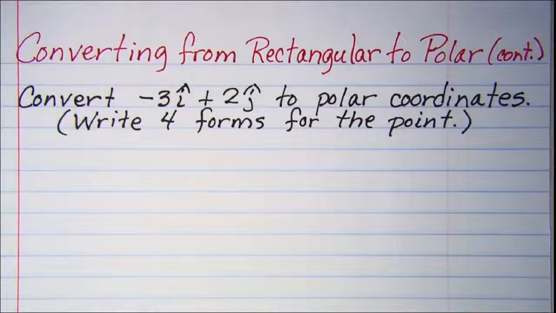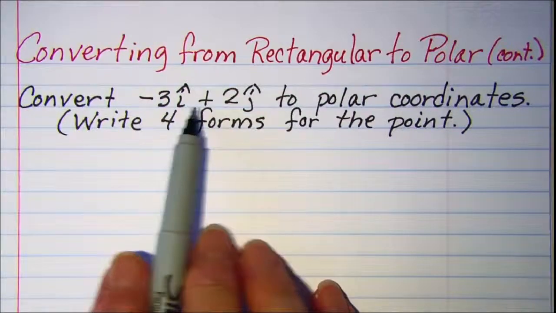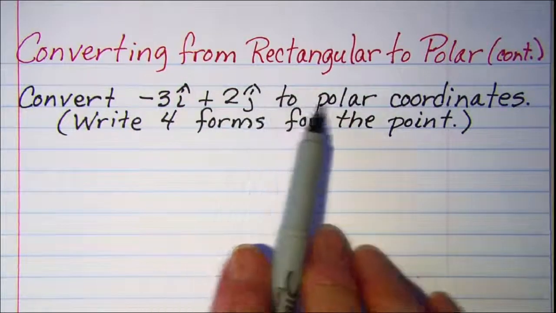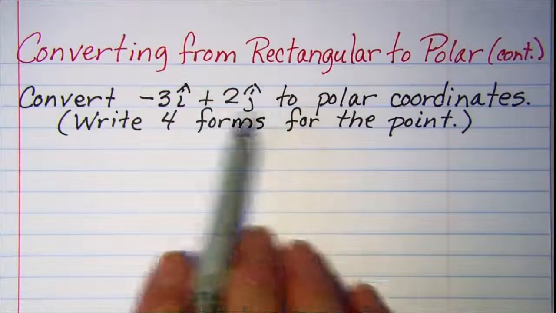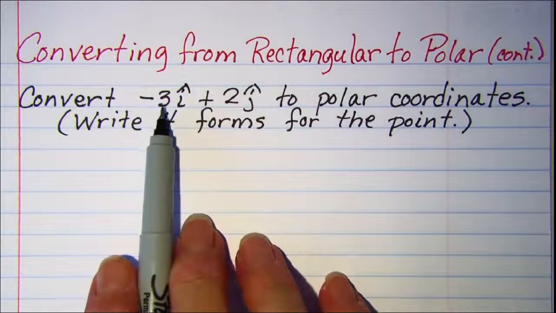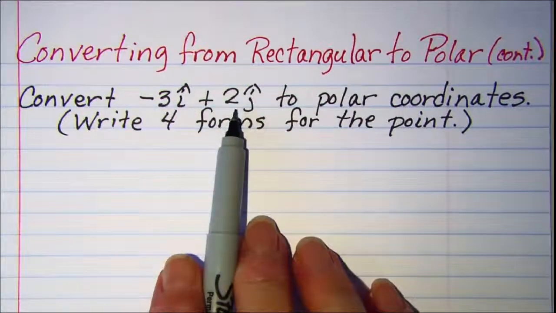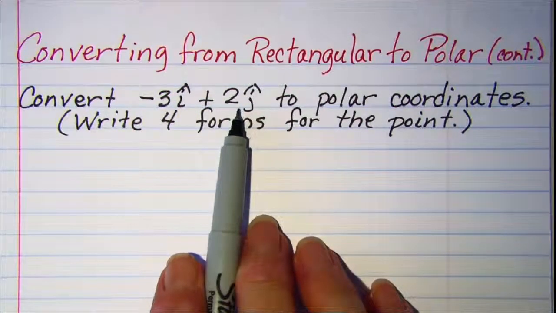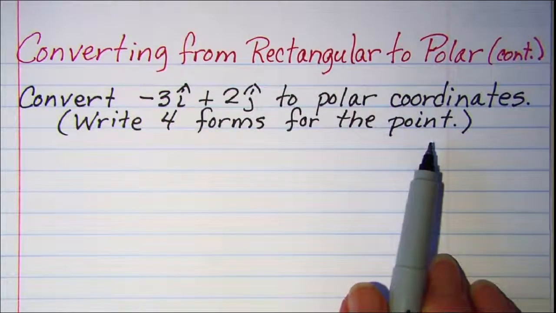In this video, we'll be converting another problem from rectangular coordinates to polar coordinates. Our problem is to convert negative 3i plus 2j to polar coordinates. Now this is vector notation. Our horizontal component is negative 3 and the vertical component is 2. Then we're asked to write 4 forms for the point.